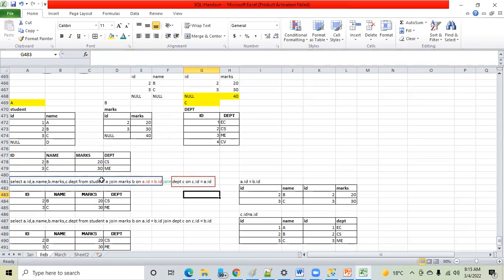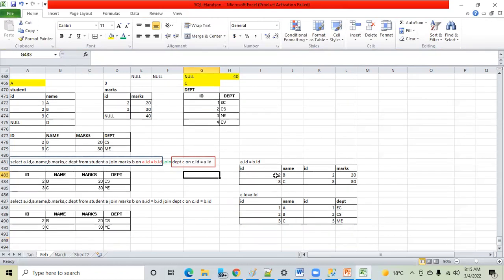The output of this first box is this one, and the output of the second box is this one. Now they are telling to join these two. 2, 3 is the column ID which is the same. That's why you got 2, 3 BC and this CS mechanical. Is that clear?